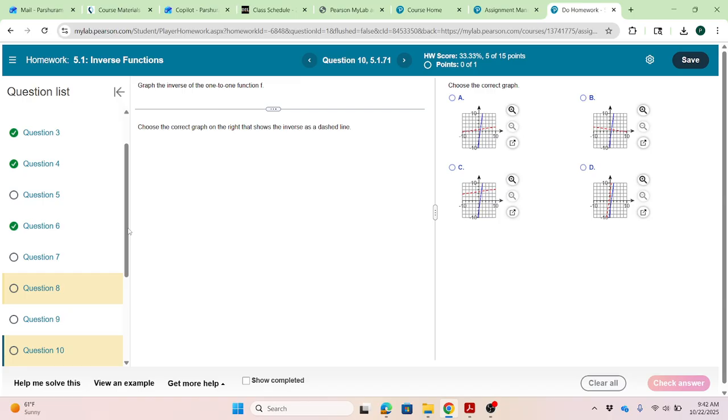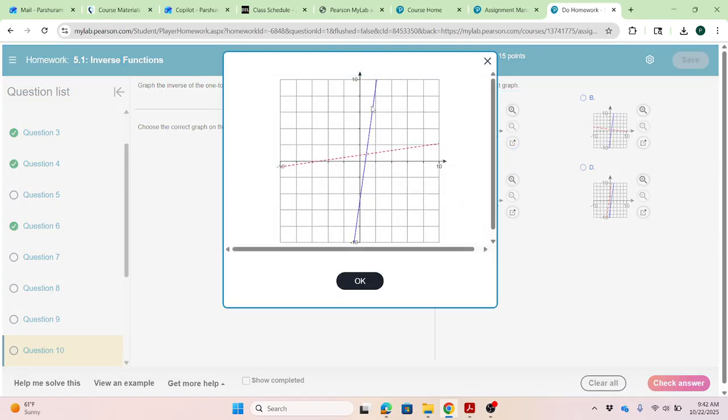Let's try another problem. Graph the inverse of the one-to-one function. Choose the correct graph on the right that shows the inverse as a dashed line. So first of all, this is the graph and its inverse. Is that true? You just have to see whether they are reflections of each other when you draw the y equals x line.